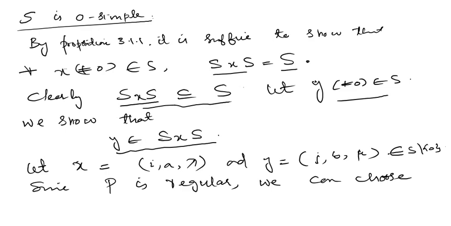Now since x is in S, x will be of this type, it's a 3-tuple, y is also a 3-tuple, and they are also non-zero, so by definition these two elements a and b are in J, and I and J are in the index set I, lambda and mu are in the index set lambda.